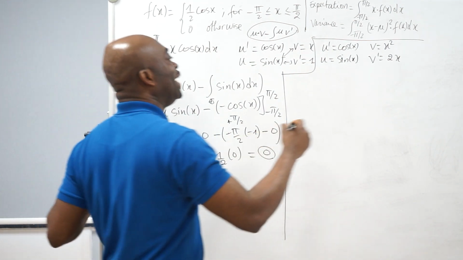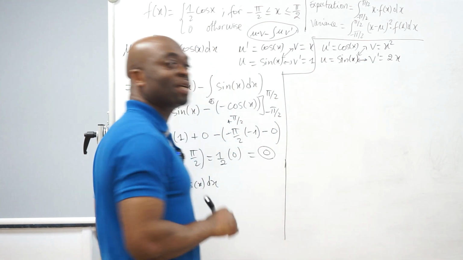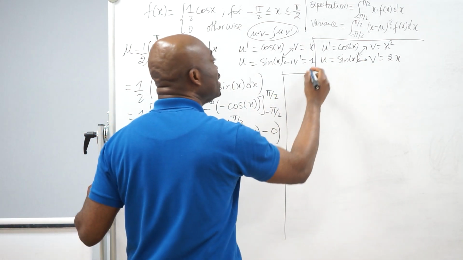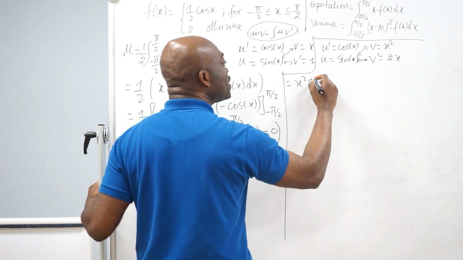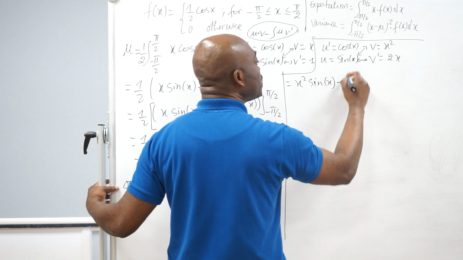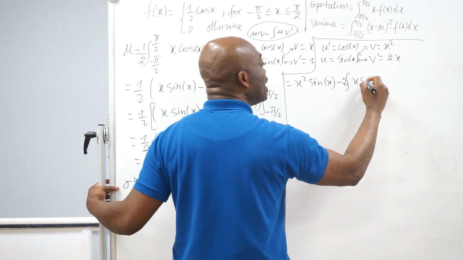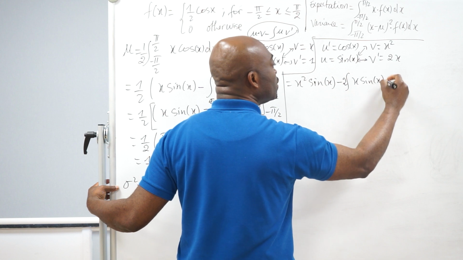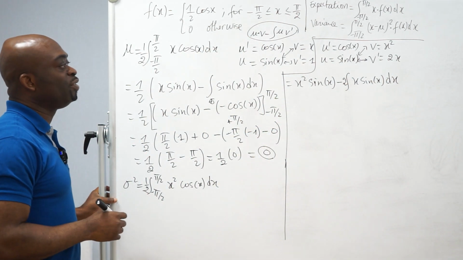Okay, so now, again, u times v minus the integral of u times v prime. So let's go at it. u times v is going to give us x squared times sine of x, minus twice, so the 2 is coming outside, the integral of x sine of x dx. So that's what we have at this point.